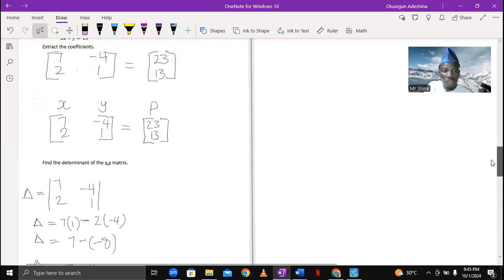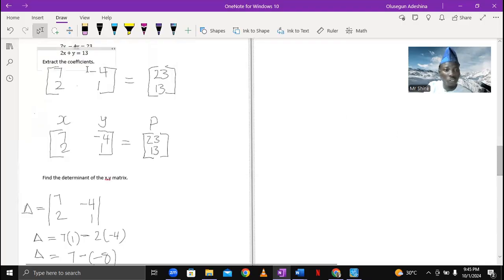Now, let's look at what we have here in the coefficients. We have 7, 2 representing X because the two coefficients of X in both equations are 7 and 2. And we have minus 4 and 1 representing Y because the two coefficients of Y in both equations are minus 4 and 1. And the constants remain 23 and 13. So X column is 7, 2, Y column is minus 4, 1, and the constant represented with a P here is 23 and 13. Any letter could represent the constants.